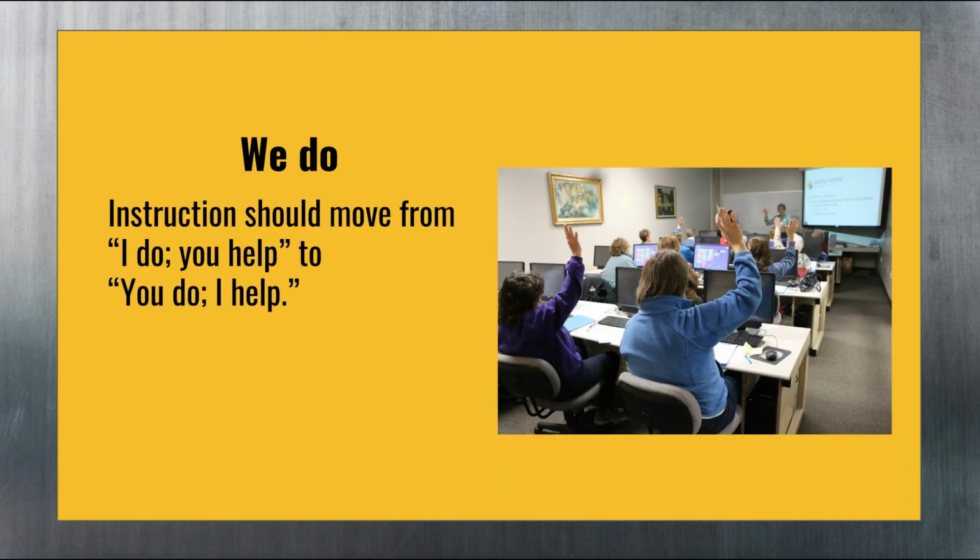In the we do phase of the lesson, the teacher gradually allows the students to begin completing the task. As the lesson progresses, the instruction moves from I do, you help, to you do, I help. Through ample practice, the students gradually require less and less help.